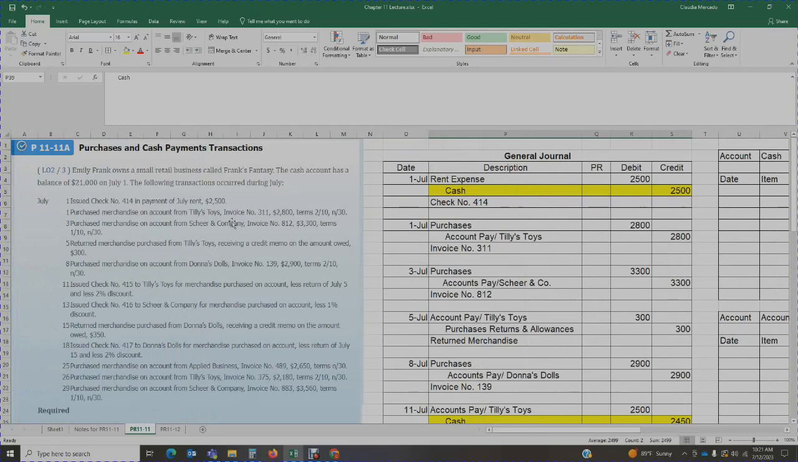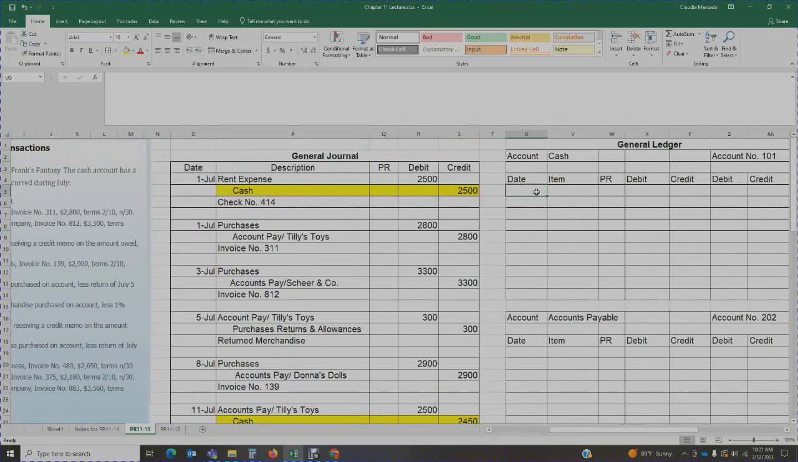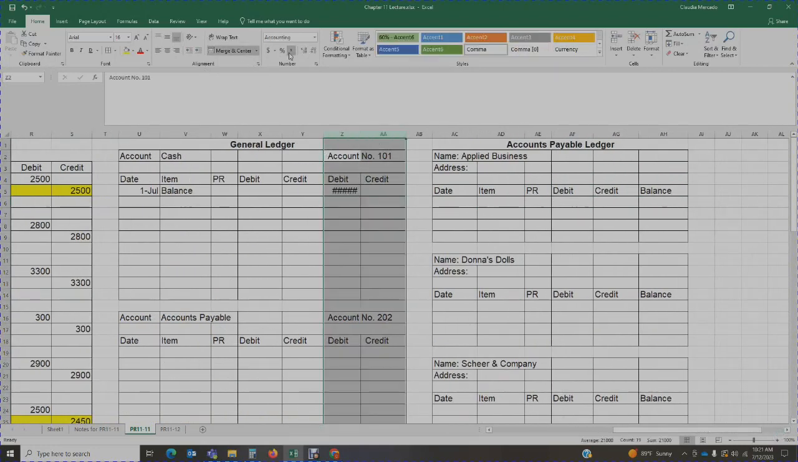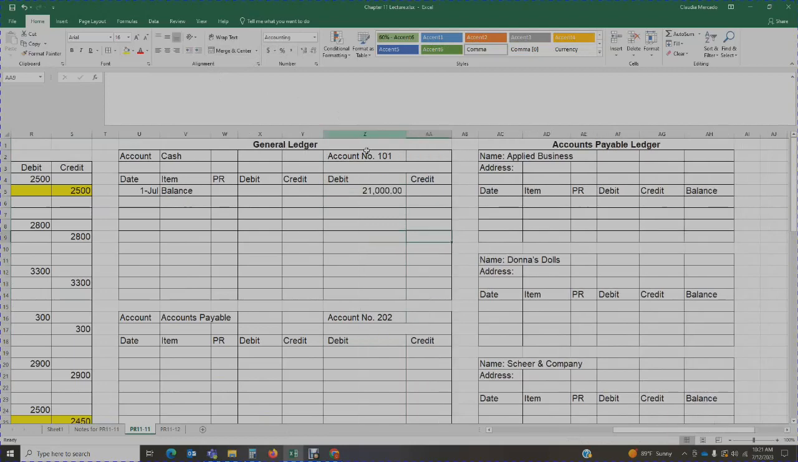Now, be very careful. It says here on the instructions, the cash account has a balance of $21,000. So make sure that you enter your balance. Okay, we have a balance of $21,000. Now, by now you should know the normal balances of your accounts. Let me just quickly do that.